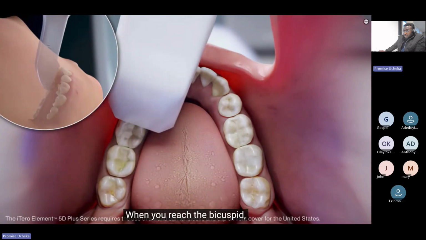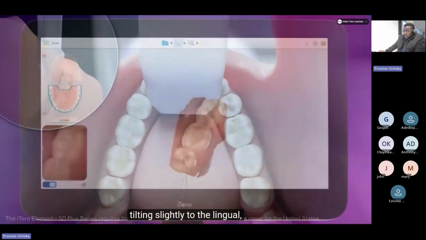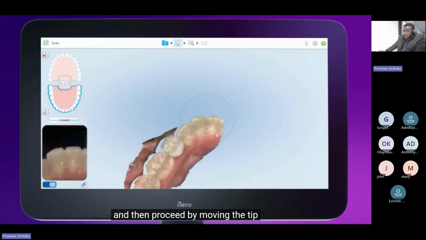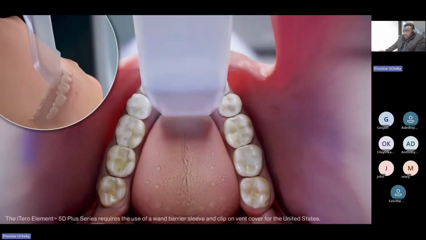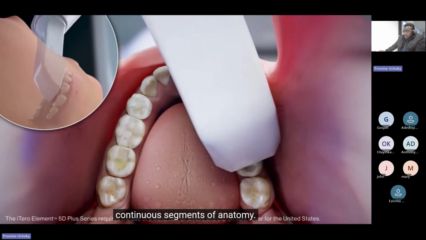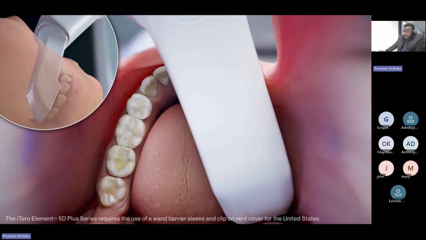When you reach the bicuspid, continue by swiping across the anterior, tilting slightly to the lingual at the contralateral bicuspid, and then proceed by moving the tip straight back to the contralateral terminal molar. This will allow capture of continuous segments of anatomy. Repeat the step on the contralateral side.